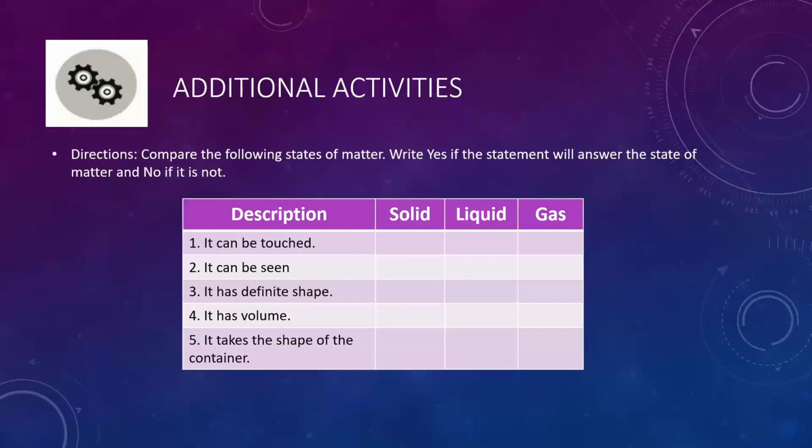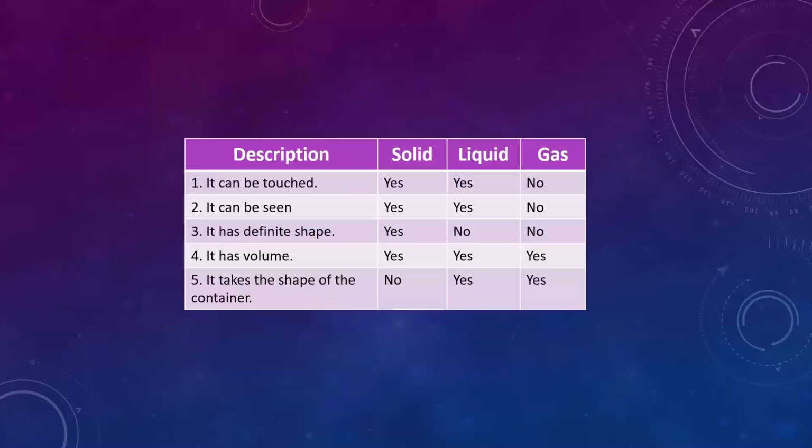Let's find out the correct answers. Solid can be touched. Liquid can be touched. Gas cannot be touched. Solid can be seen. Liquid can be seen. Gas cannot be seen. Solid has definite shape. Liquid has no definite shape. Gas has no definite shape.